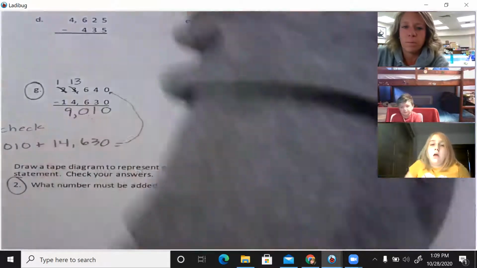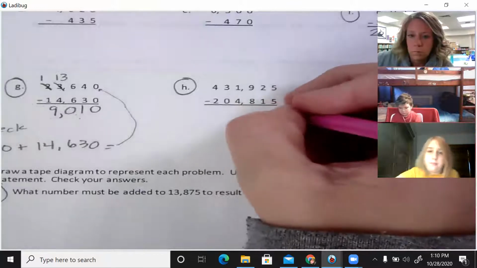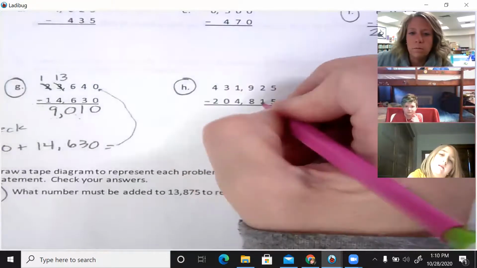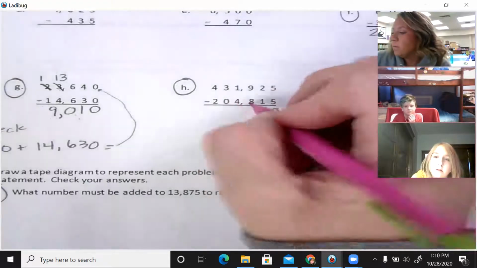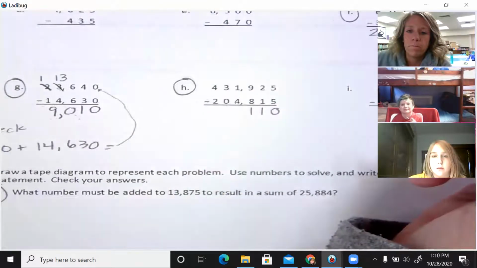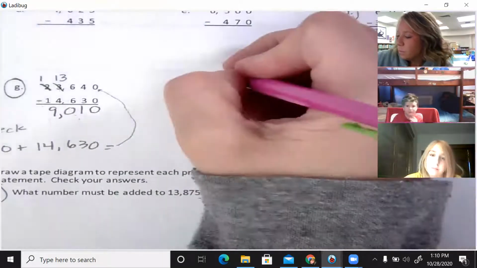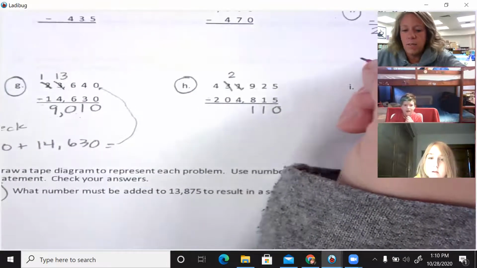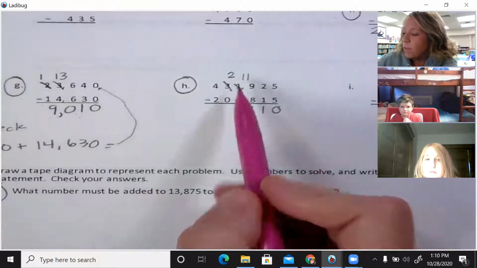Okay, moving on to letter H. Starting in the ones place, 5 minus 5 is 0. 2 minus 1 is 1. 9 minus 8 is 1. 1 minus 4. You can't do that. So my 3 becomes a 2, and I'm going to give 10 to my 1. So my 1 becomes an 11. Now can I do 11 minus 4?